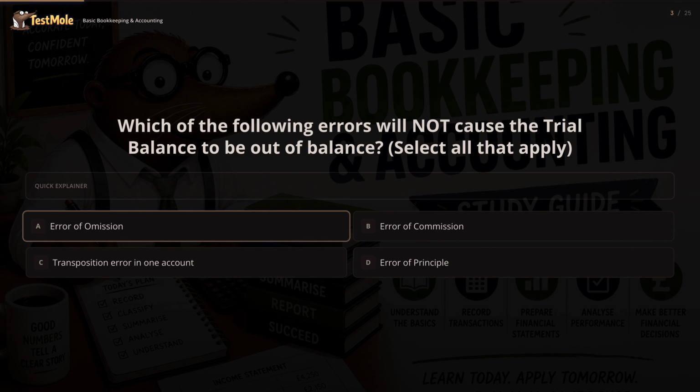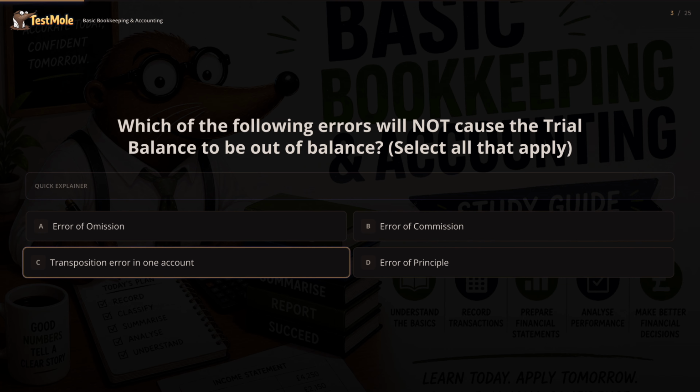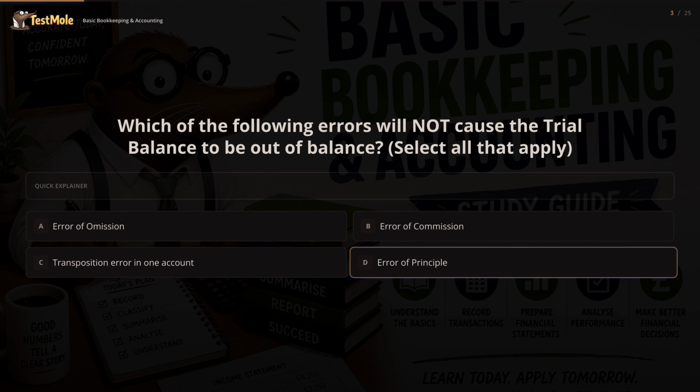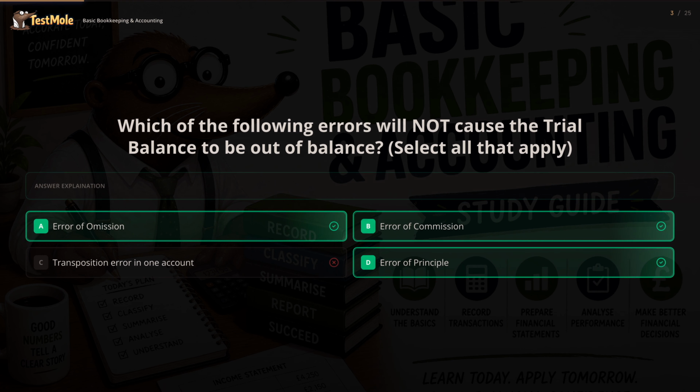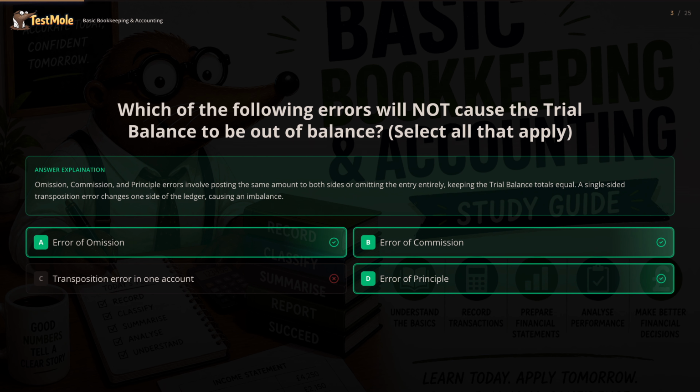Error of omission. B. Error of commission. C. Transposition error in one account. D. Error of principal. The answer is A, B, and D. Omission, commission, and principal errors involve posting the same amount to both sides or omitting the entry entirely, keeping the trial balance totals equal. A single-sided transposition error changes one side of the ledger, causing an imbalance.